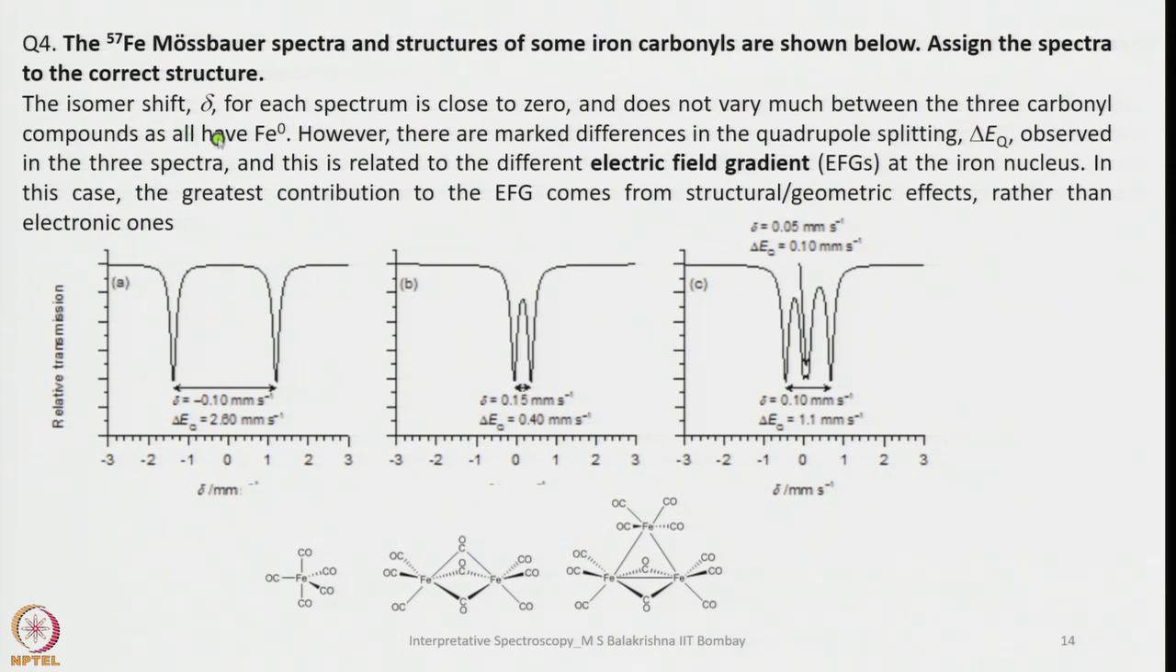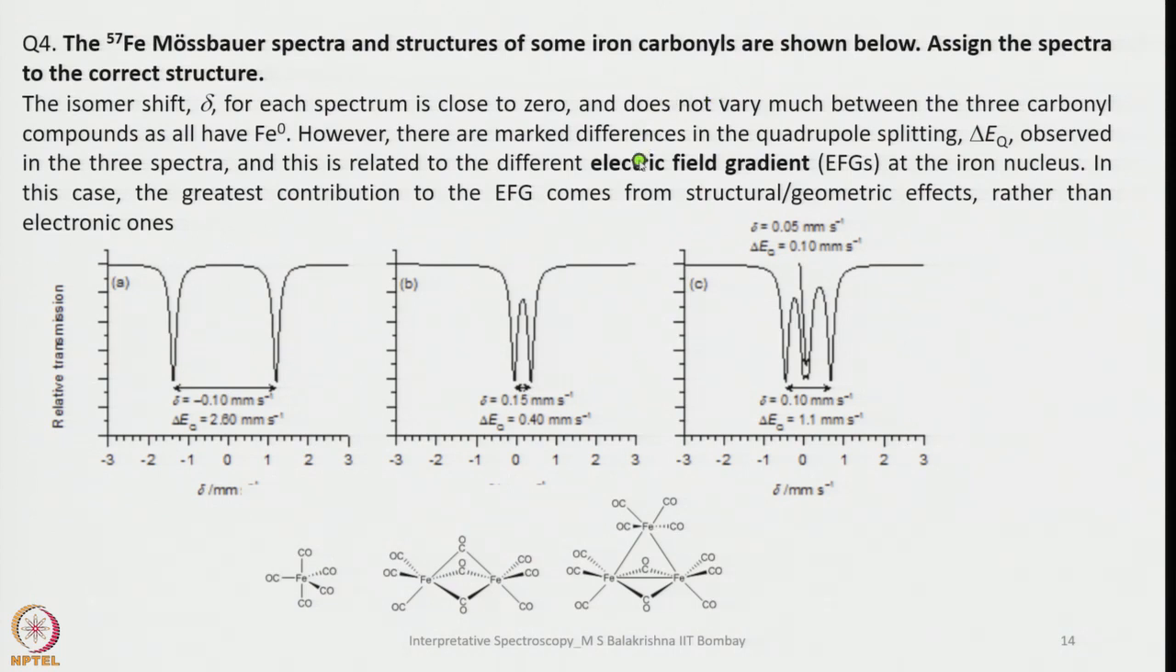The isomer shift, delta, for each spectrum is close to zero and does not vary much between the three carbonyl compounds, because all of them have a 3d6 4s2 electronic configuration. Iron is in the zero oxidation state.